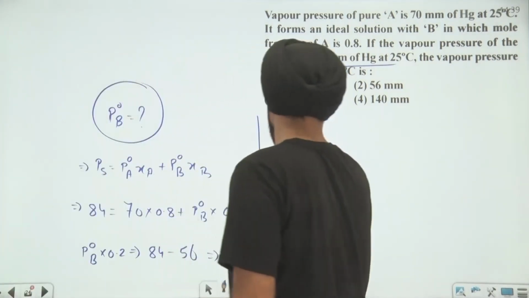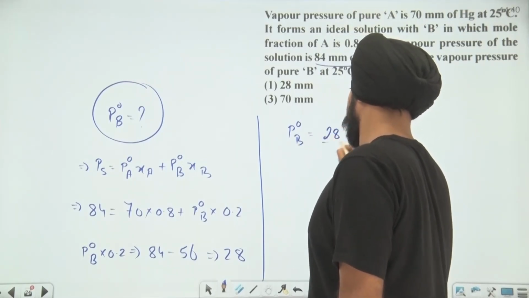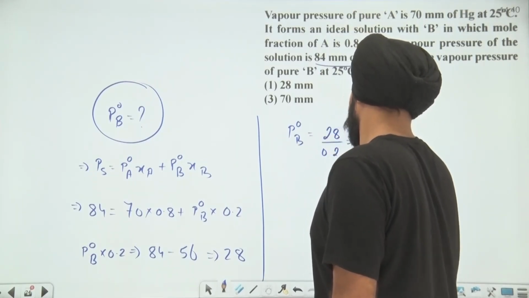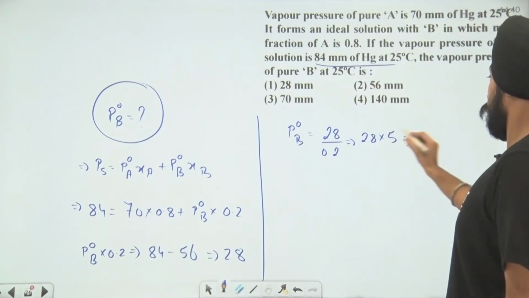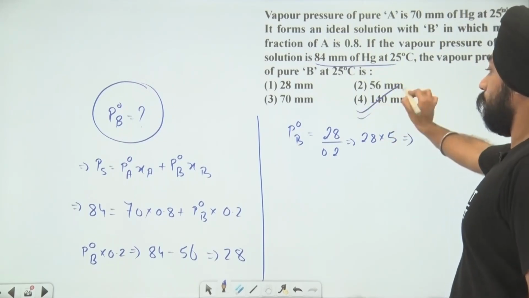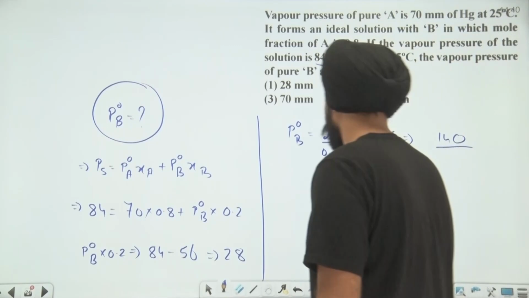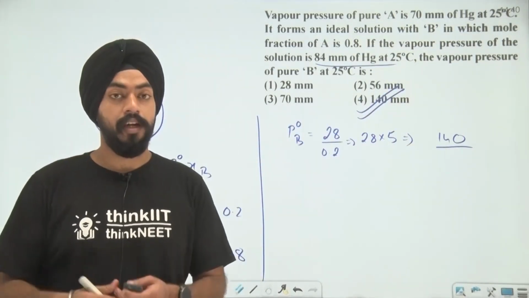So P naught B will be 28 by 0.2, that is 28 into 5, and this will be 140 mm. So the vapor pressure of pure B is 140 mm of Hg. That means the correct answer is the fourth option, and I hope you got the concept.